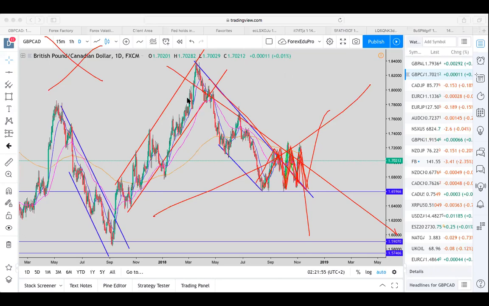The same concept applies. Look at this graph. Think of this graph as a 15-minute graph. The same thing applies. You're not going to get this nice price action though on a 15-minute graph.